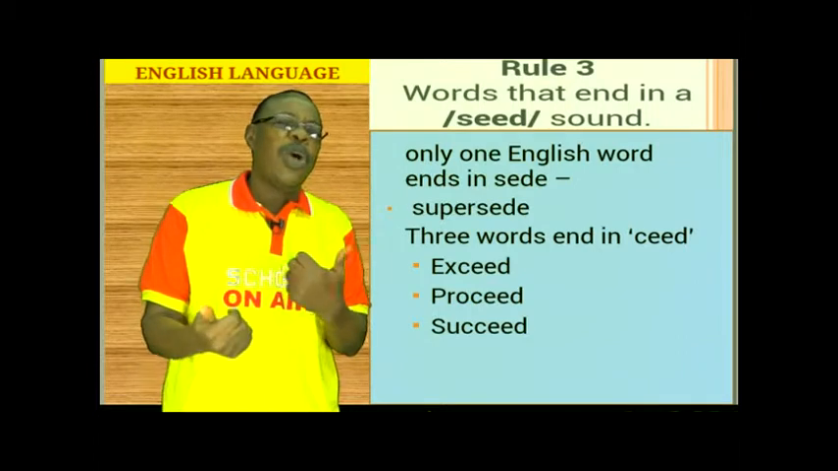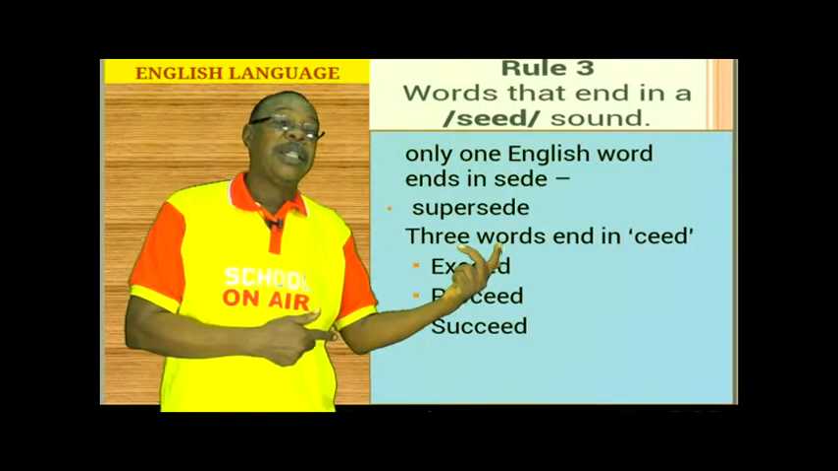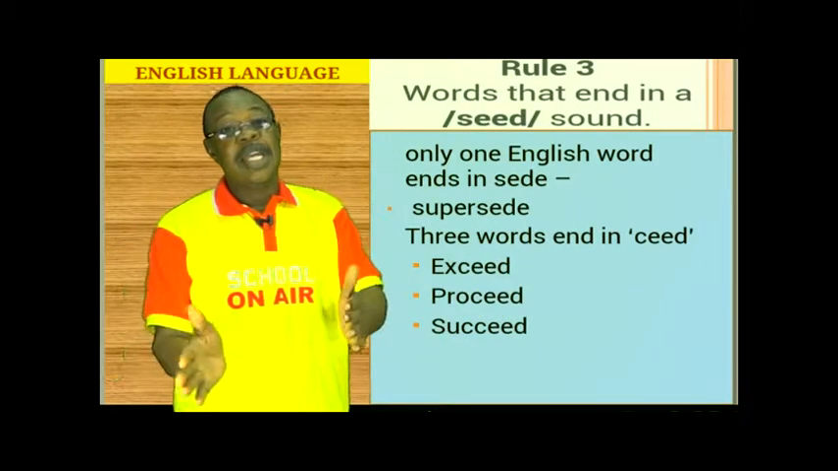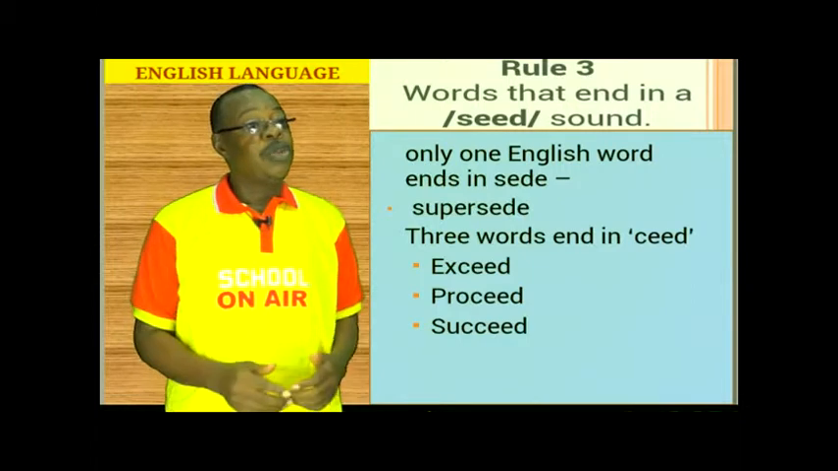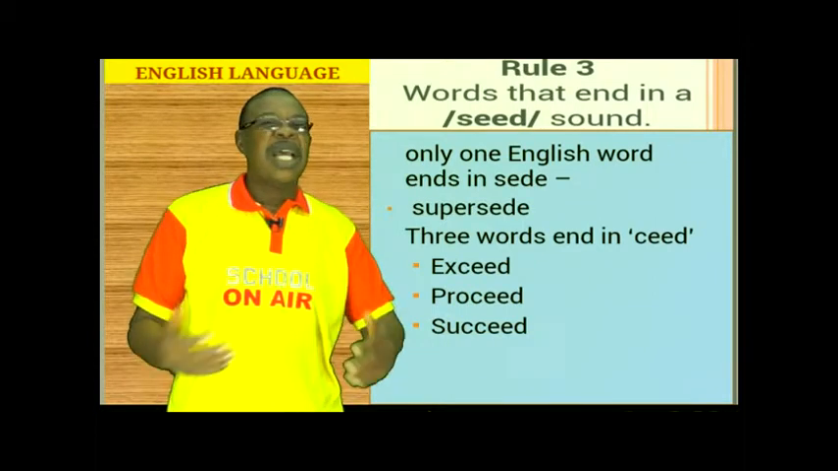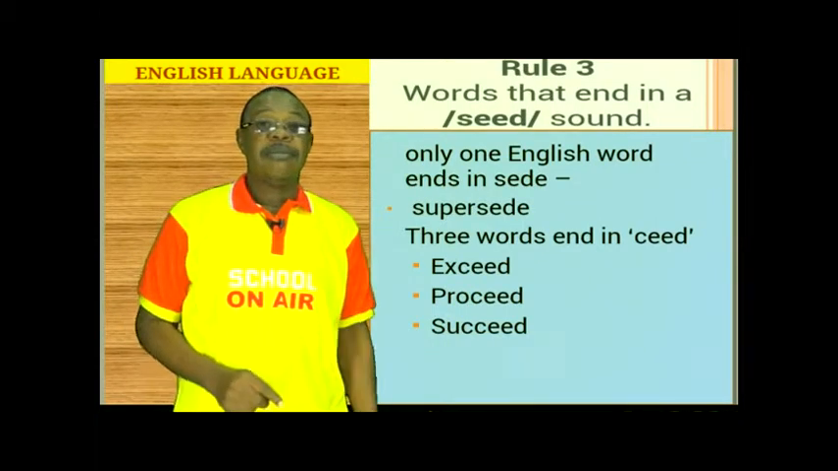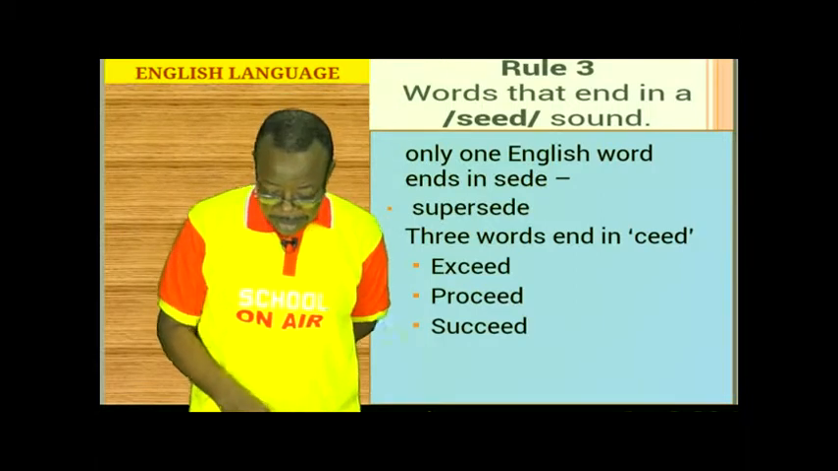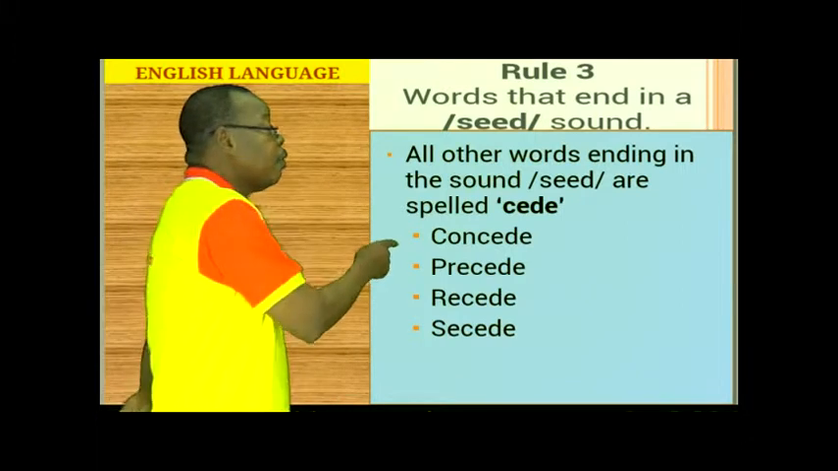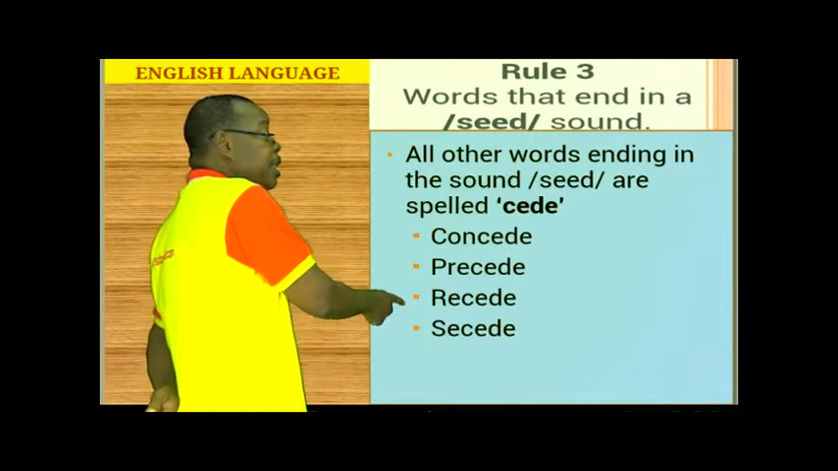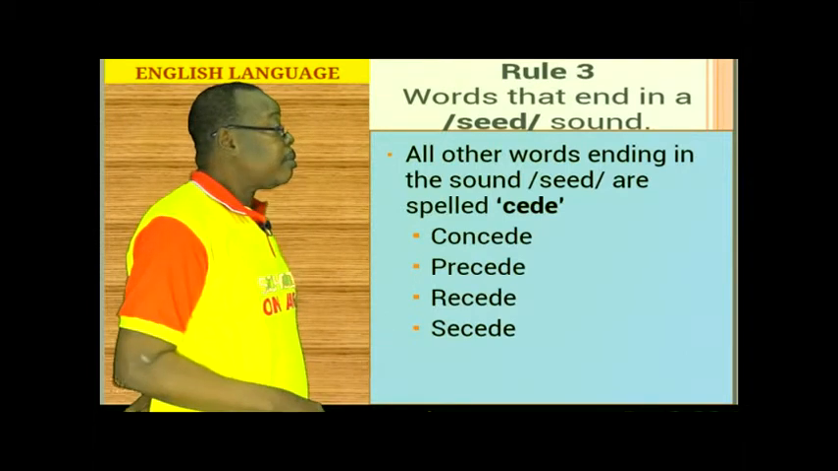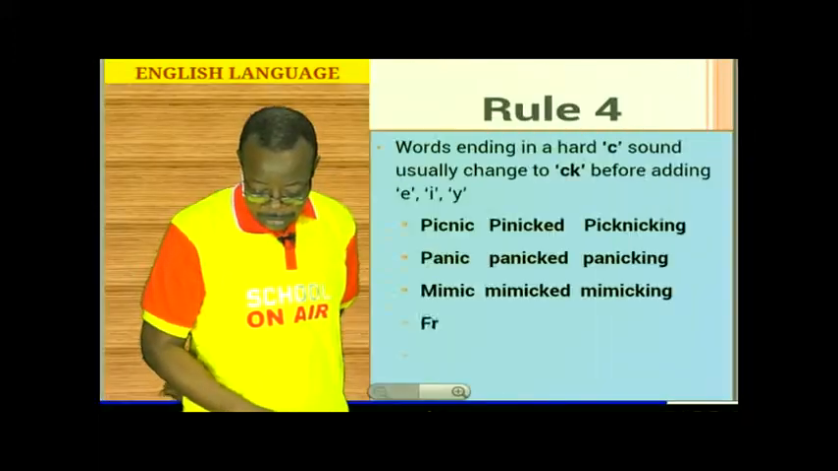You are given 1 hour: 5 minutes to plan, 5 minutes to read over, and then you use the rest to write. That will help you a lot. Don't overlook that; don't assume you've written everything. You can make mistakes. So, rule 4. Again, you have concede. For this, you have precede, recede, secede. Take note of that. It will help you a lot.